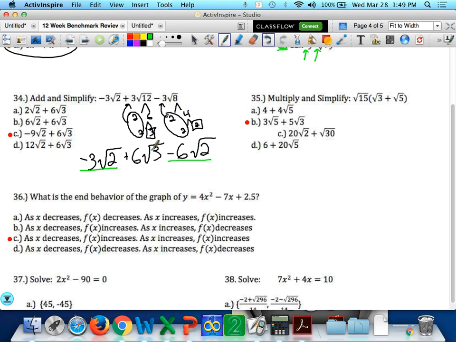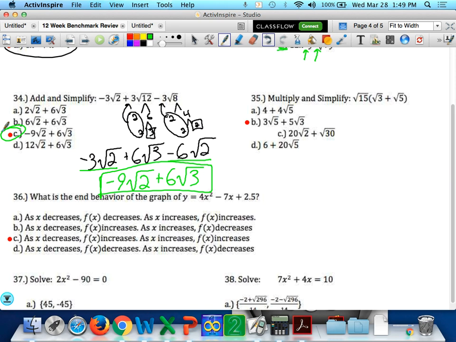Well, when I combine them, just like if these were variables, I just combine the numbers out front. -3 minus 6. That's -9 on the square root of 2. The square root of 2 stayed just the same. Nothing combined with this 6 square root of 3 piece, so it sits there just like it was, and we get option C.